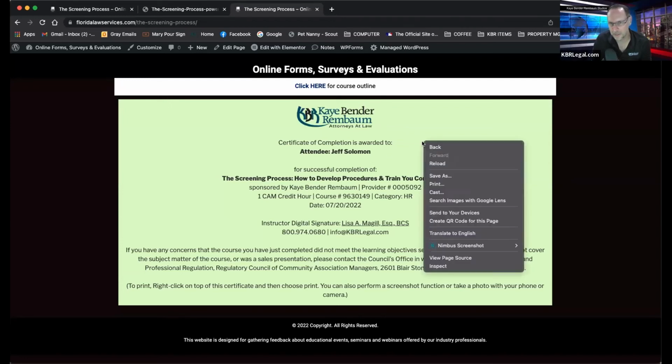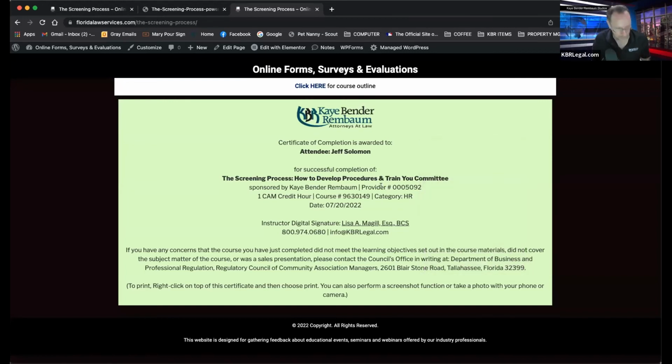So you can then right click on it, save as, print, send it to your printer, or take a picture of it with your smartphone and save it that way. So you have a variety of ways you can save this certificate. Again, that's if you have to leave now.